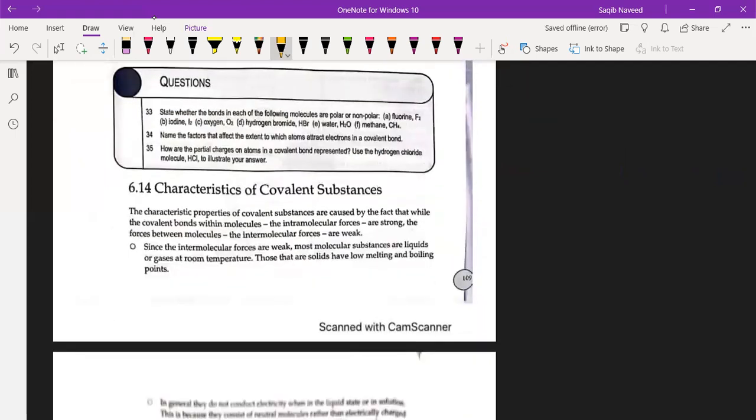So now you have the characteristics of covalent substances. In previous lessons, we studied the characteristics of ionic substances. Do you remember? Solubility, electrical conductivity, the crystallization process, and all that. Similarly, here he is mentioning a term, which you may or may not be familiar with. This word means intermolecular forces. So inter, do you know the meaning of this?